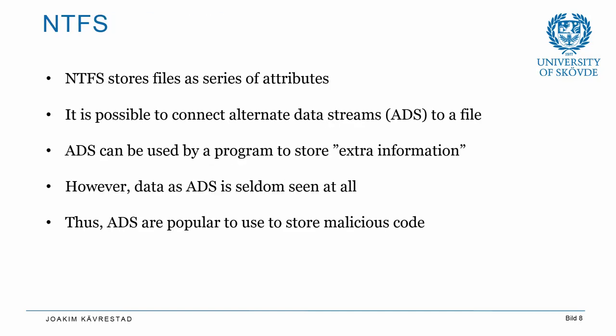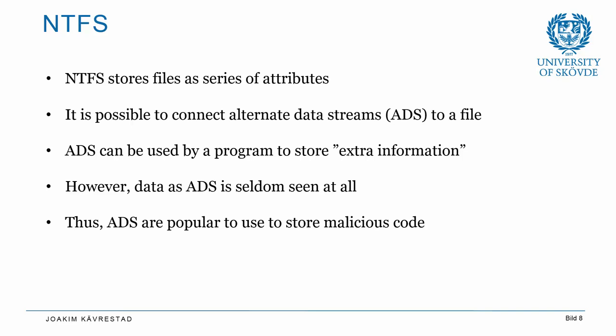Talking about the NTFS file system, it stores files as a series of attributes. What I want to put extra attention to here is that it allows you to connect alternate data streams to a file. When you have a file stored in an NTFS file system, you first have a master file table, or MFT, at the beginning of the partition, where you have a pointer to where on the partition the file is stored. You also have some metadata stored in the master file table, for instance, when the file was created, who the owner is, file system permissions, stuff like that. But if you for some reason need to store extra information, you can do it by connecting alternate data streams to the file.